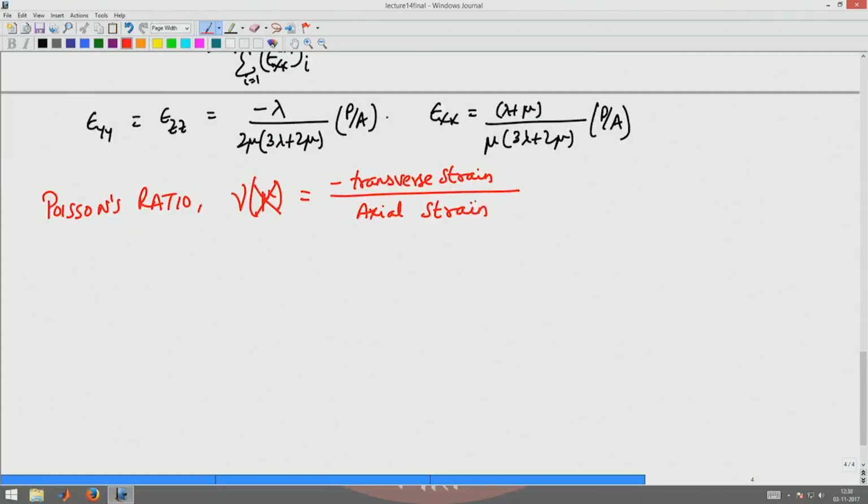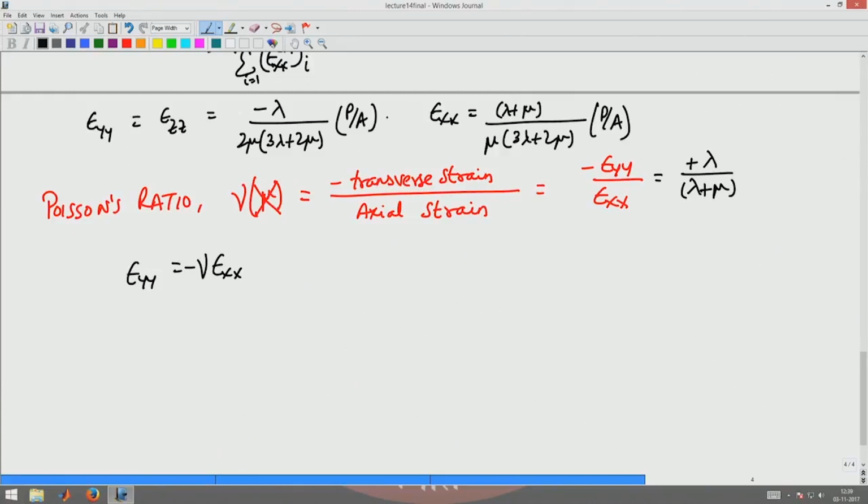Okay. Negative of the transverse strain to the axial strain, which in our notation is nothing but minus epsilon yy by epsilon xx. Okay. Now substituting for epsilon yy and epsilon xx from this equation, you find that this ratio is given by plus lambda by lambda plus mu. Okay. This is the Poisson's ratio. So you have now the relationship that epsilon yy is equal to minus nu times epsilon xx. So now how do you estimate the Poisson's ratio from a uniaxial experiment?